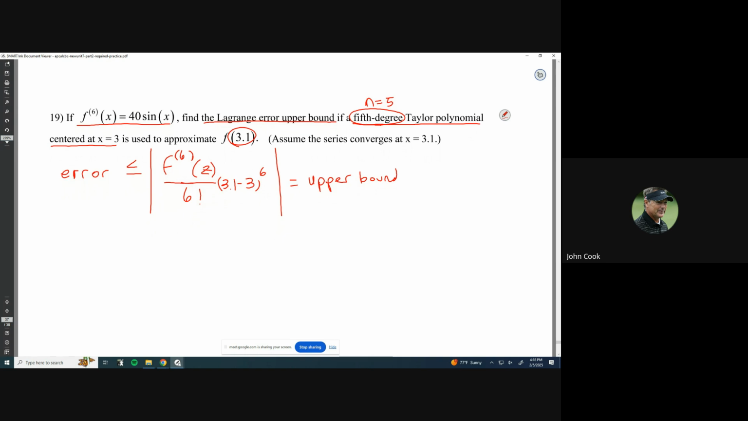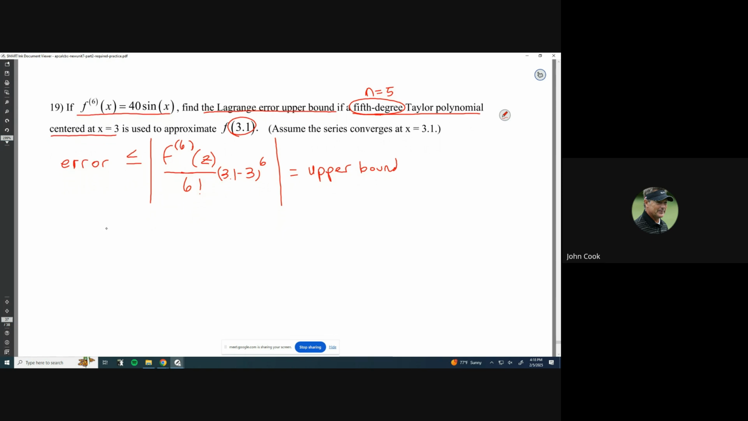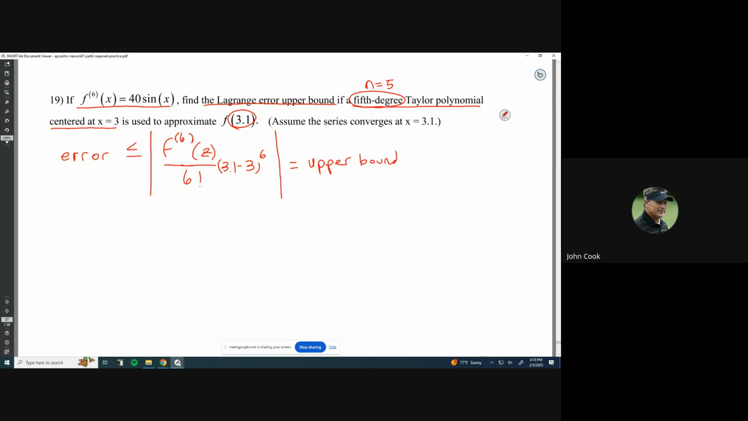The last thing I need to get is z. Well, z is the maximum of this. So this whole entire term right here is just going to be the maximum number that I get over the interval from 3 to 3.1. So I'd graph this out. Let's see what it looks like on my calculator.